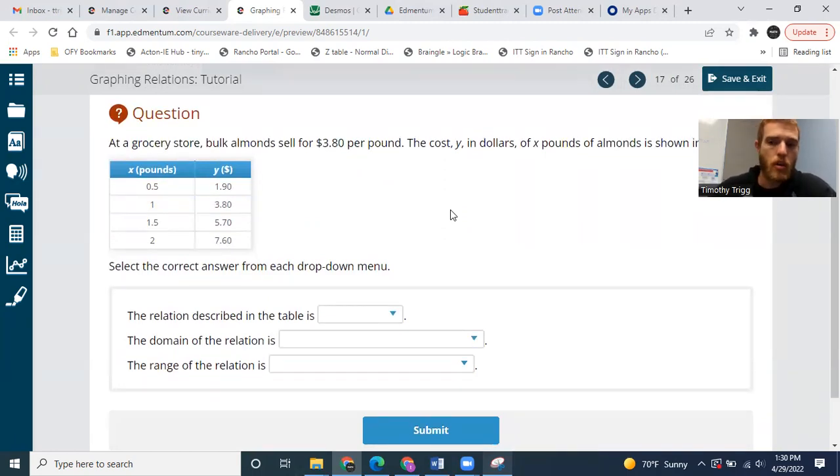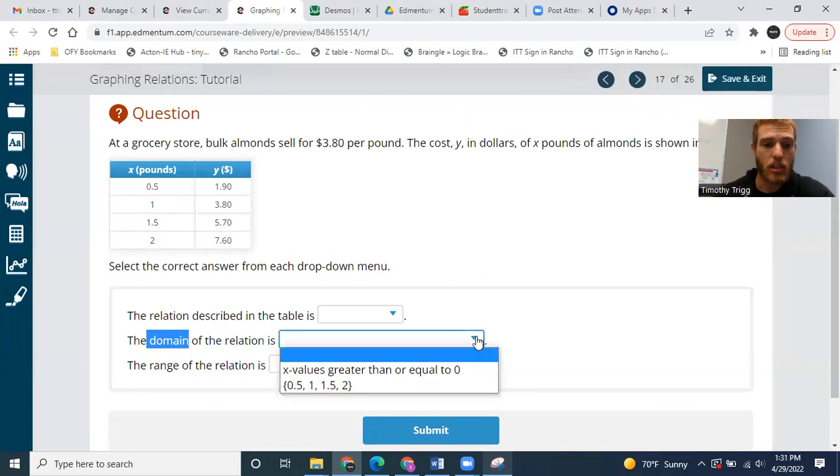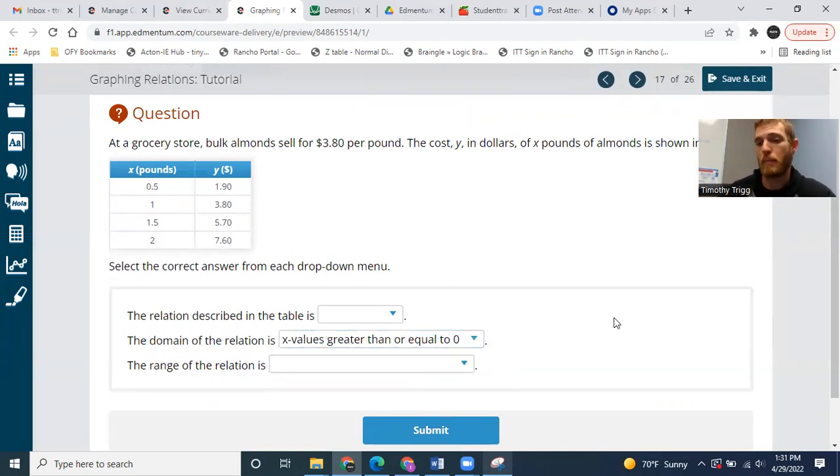Okay, so let's first talk about domain and range. Domain represents what values your x could be. All right. Now, here we have some x values, but are these all the x values that x could be? Well, no. You could buy 5 pounds. You could buy 20 pounds, right? You could buy 0 pounds. So that's why the domain of this relation is x value is greater than or equal to 0.